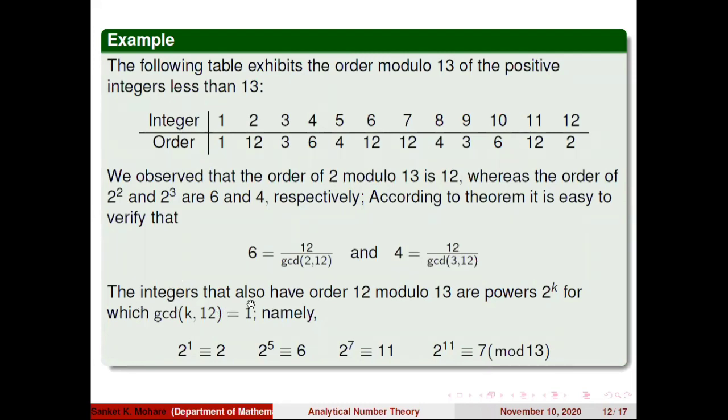Now the integers that also have order 12 modulo 13 are the powers 2 to the power k, for which GCD of k comma 12 equals 1. Okay, so here they are given. 2 to the power 1 is congruent to 2, 2 to the power 5 is congruent to 6, and so on. So this is the application of the theorem. Means suppose if you wish to find order of 2 cube, 2 to the power 4, 2 to the power 5 with respect to the same modulo integer, then you have to just calculate it from order of 2.